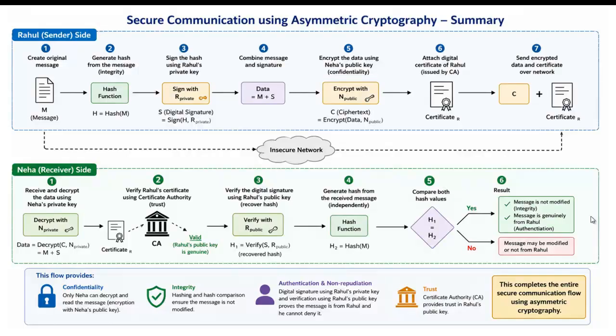So you can see this simple flow demonstrates confidentiality through encryption, integrity through hashing, authentication and non-repudiation through digital signatures, and trust through the certificate authority. This completes our entire secure communication flow using asymmetric key cryptography.